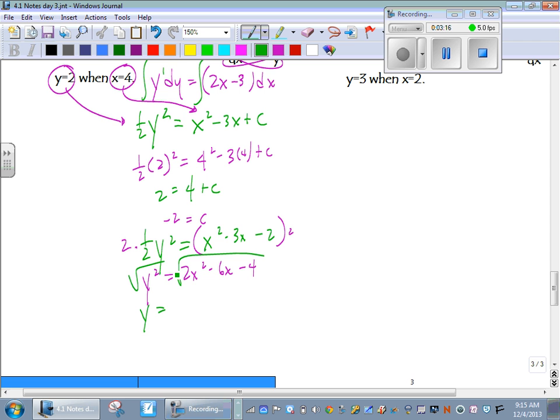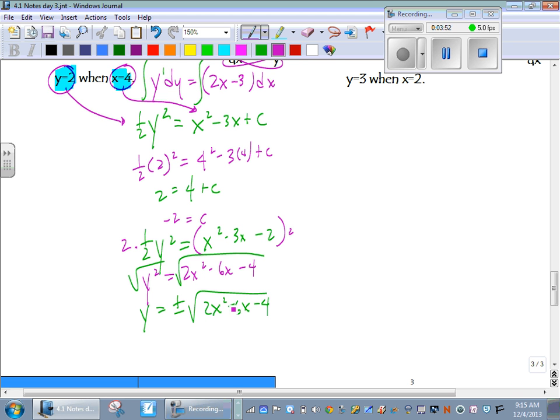But when we do that in an equation when we're solving, we need to remember positive or negative, which gives us one last decision to make. It's got to be one or the other. Is our answer y equals positive square root of 2x squared minus 6x minus 4, or is it y equals negative square root of 2x squared minus 6x minus 4? And that decision depends on the point that we're given, the x and y value. If we look at these numbers, when we put 4 into this equation, we need to get 2 out.